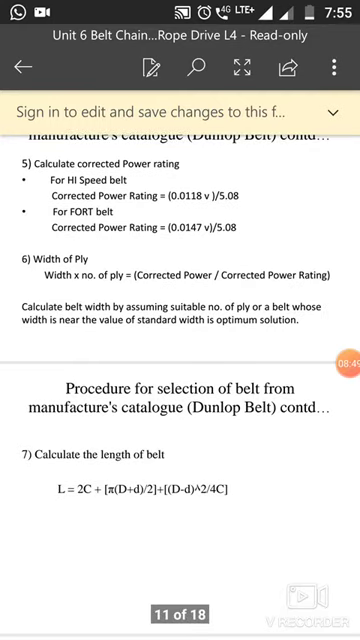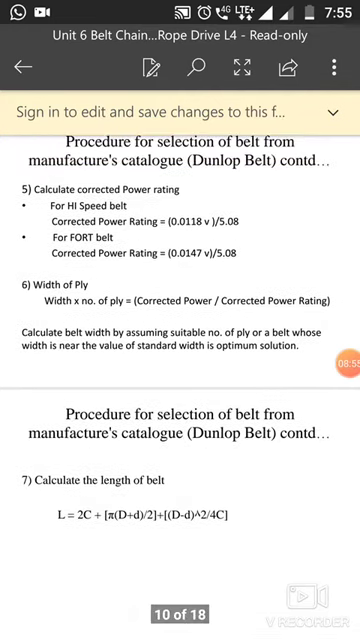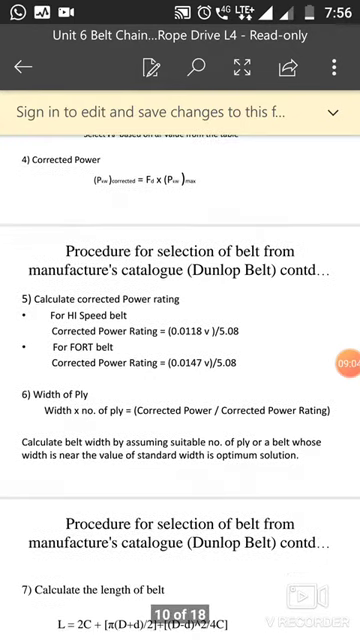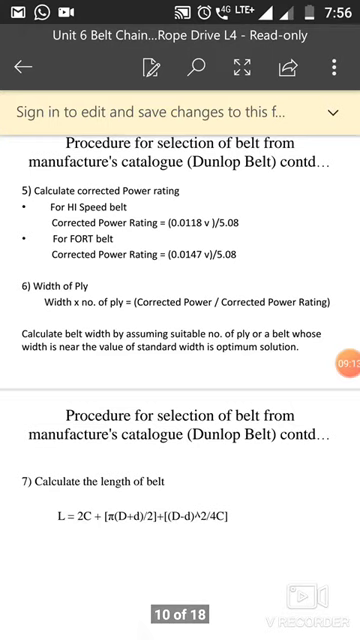The next step is what? Finding the width of ply basically. So width of ply into number of ply is nothing but corrected power upon corrected power rating. We have already found corrected power in the fourth step, and in the fifth step we have found the corrected power rating. So if we get this ratio, we will get width into number of ply.